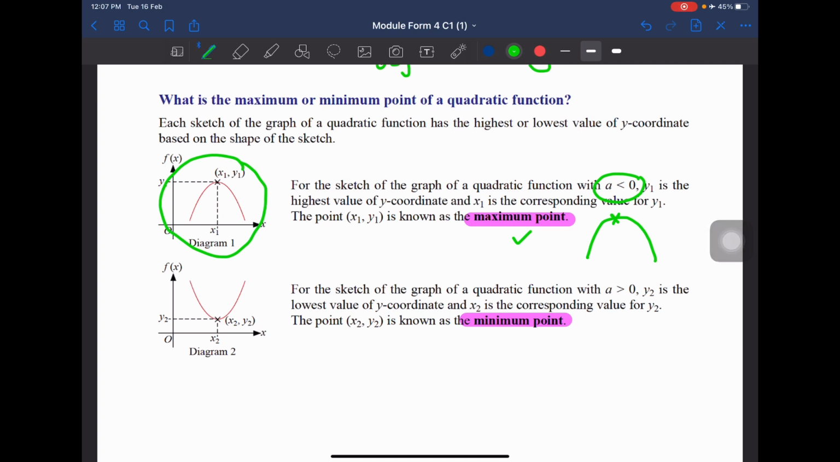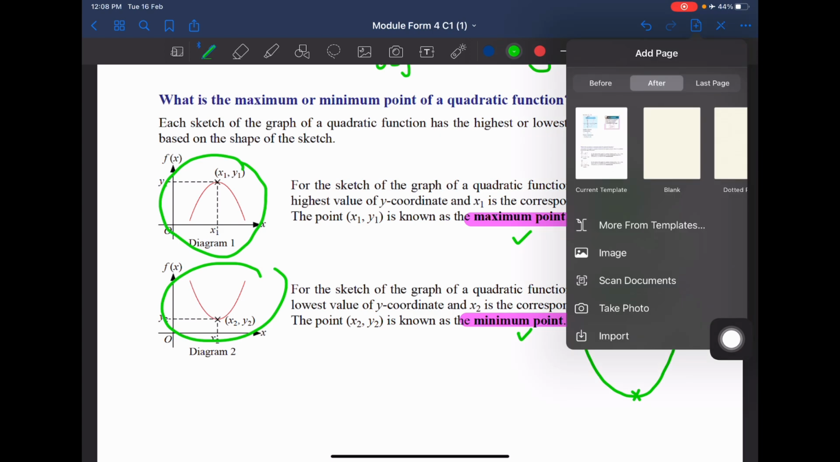Next, when we have a is more than 0, kita ada graf yang senyum. Kalau senyum, dia ada titik yang bawah kat sini. So ini adalah minimum point. Ataupun saya boleh katakan, kalau senyum, bawah ni dagu. Ada dagu bawah sekali. Kalau sedih, kita ada dahi tinggi, so maximum point. Dagu ni rendah, so kita ada minimum point.